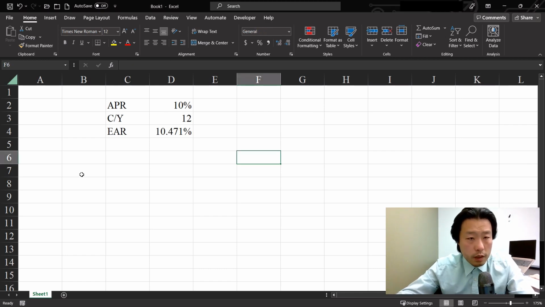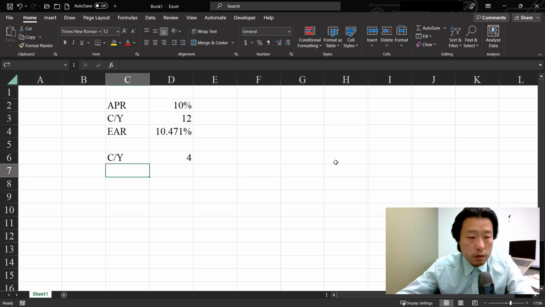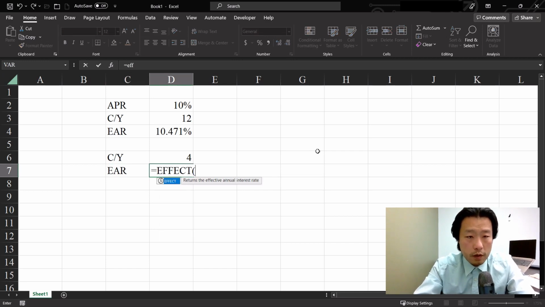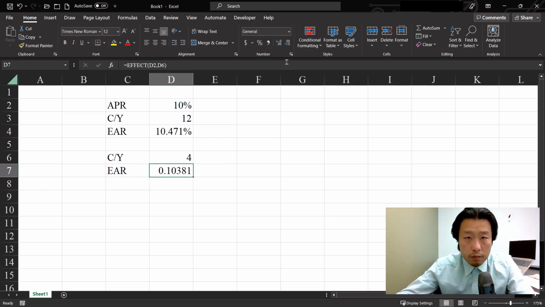To solve the second question, the C over Y in fact changed to 4 because quarterly means 4 times per year. The new EAR in this question is just using the EFFECT function again, and the nominal rate becomes 10%, and C over Y would be just 4, which is 4 times per year. Let's change it back into percentage.